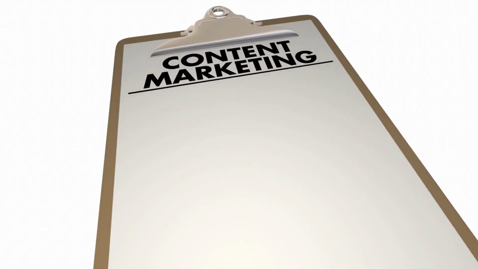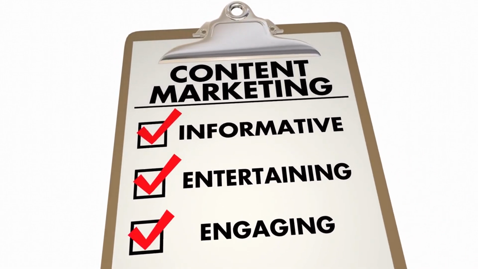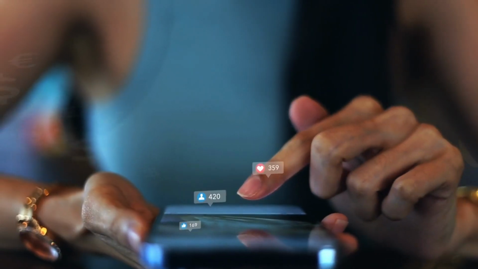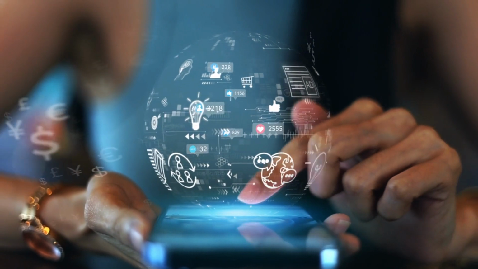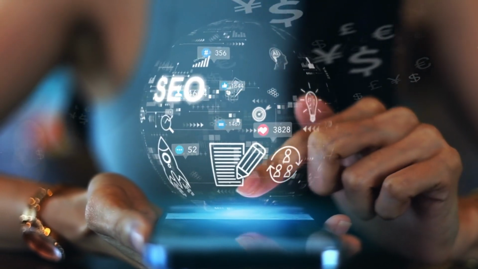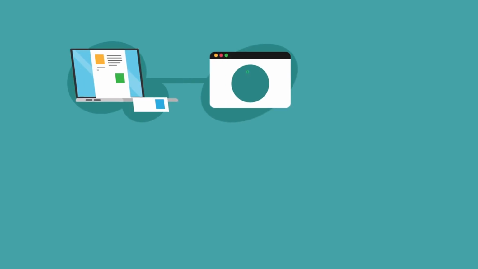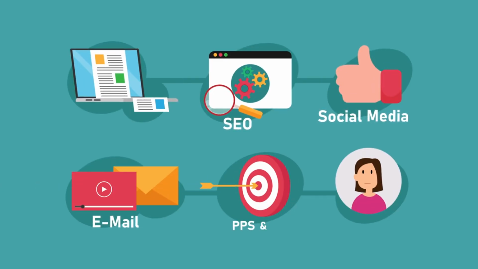Content marketing. Create valuable content such as blogs, videos, or infographics to educate and engage your audience. Search engine optimization, SEO. Optimize your website to improve visibility on search engines and attract organic traffic. Focus on the channels that align with your audience's preferences and behaviors for the best results.